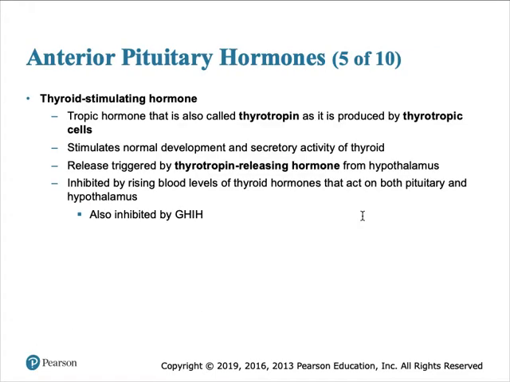All right, the thyroid stimulating hormone, one of those other hormones, is a tropic hormone. Okay, so it's going to cause the release of other hormones. Sometimes it's called thyrotropin or thyrotropic hormone. We're just going to simply call it TSH or thyroid stimulating hormone, and it's going to initiate the release of thyroid hormone. It stimulates the normal development and secretory activities of the thyroid.